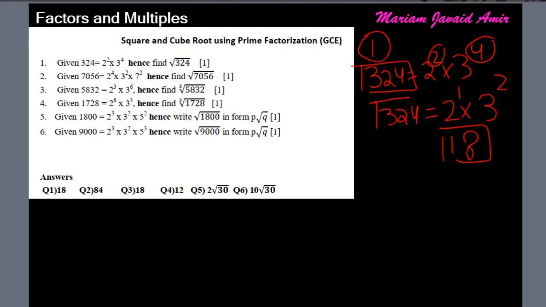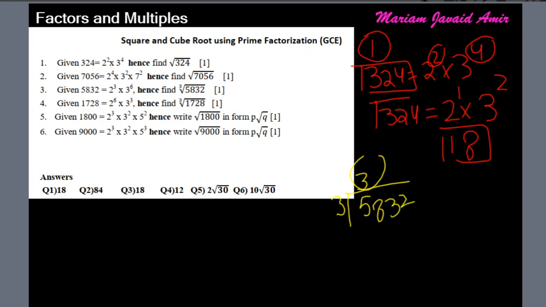If you get a question like this in the exam, it will clearly say without using a calculator. So make sure you're not simply pressing square root of 324 in your calculator and getting 18, because it says hence. Hence means you're bound to use this factorized form. Alright, question 2 is pretty much the same. Let's do question 3, where we have to find the cube root of 5832.